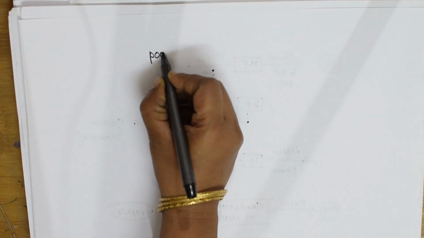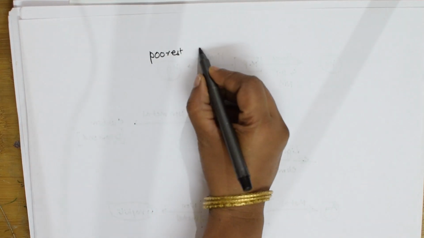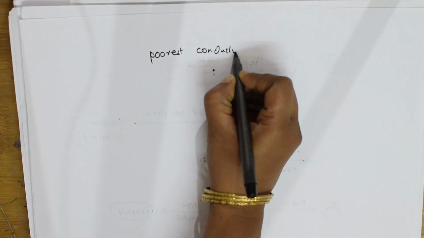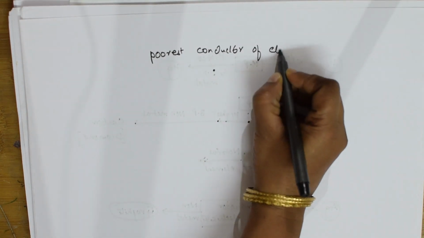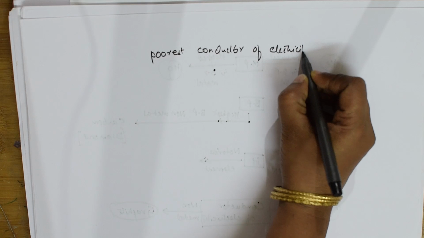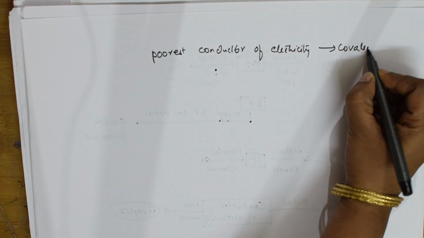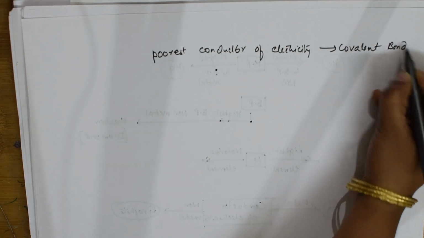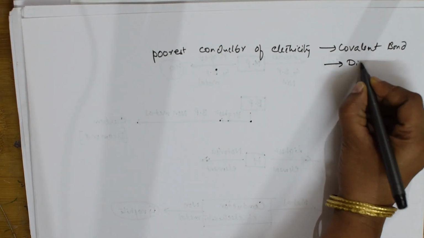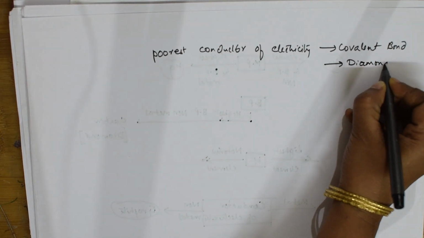Now we said conductor of electricity, and I have to say at the same time the poorest conductor of electricity. So what is the poorest conductor of electricity? As you know, it is nothing but diamond. It has covalent bond formation in that. So the covalent bonds are tightly packed. Hence, the poorest conductor of electricity is diamond.